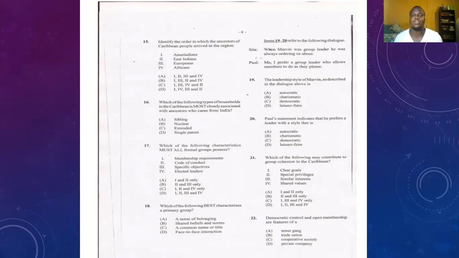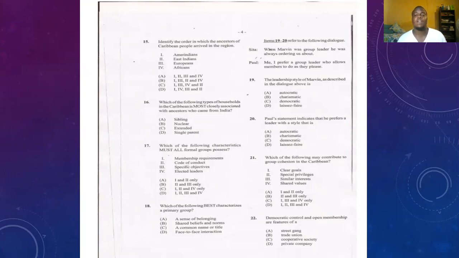Number 19 to 20 refer to the following dialogue. Sita says, when Marvin was group leader, he was always ordering us about. Paul, me, I prefer a group leader who allows members to do as they please. 19, the leadership style of Marvin as described in the dialogue above is A, autocratic, B, charismatic, C, democratic, D, laissez-faire. Because he always orders people around, the answer is A, autocratic. That's an autocratic style of leadership. Number 20, Paul's statement indicates that he prefers a leader with a style that is A, autocratic, B, charismatic, C, democratic, or D, laissez-faire. Because Paul wants members to do as they please, that style of leadership is D, laissez-faire.